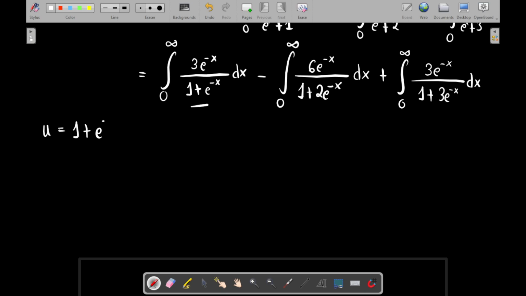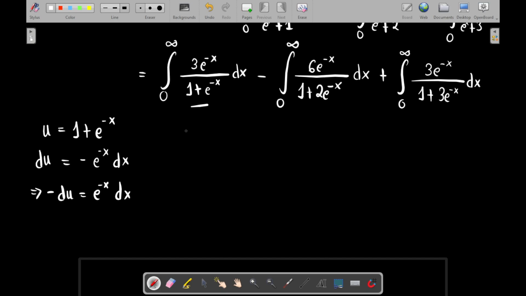For this first part, if I use u is equal to 1 plus e to the power minus x, then I get du will be equal to minus e to the power minus x dx, I believe, right? Since there is only e to the power minus x dx, this implies that minus du is equal to e to the power minus x dx. This is for the very first integral.